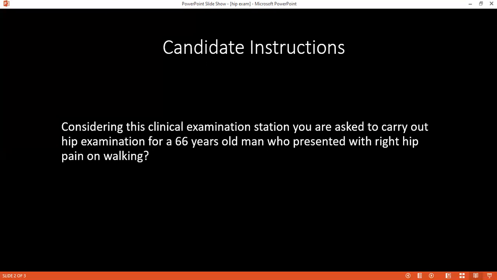Beginning from the ASIS to the medial malleolus. Okay, there is a discrepancy of 4 centimeters of femoral origin. So then I will go on to do the range of motions.